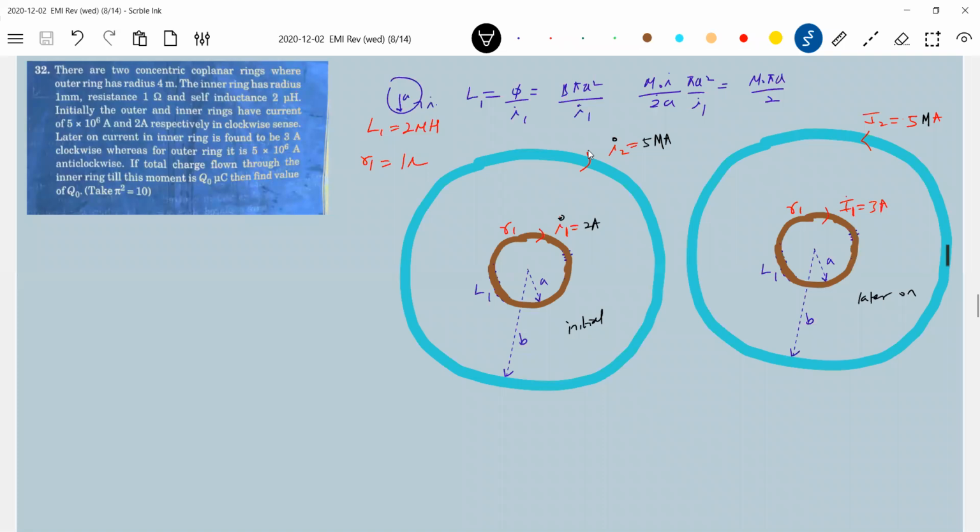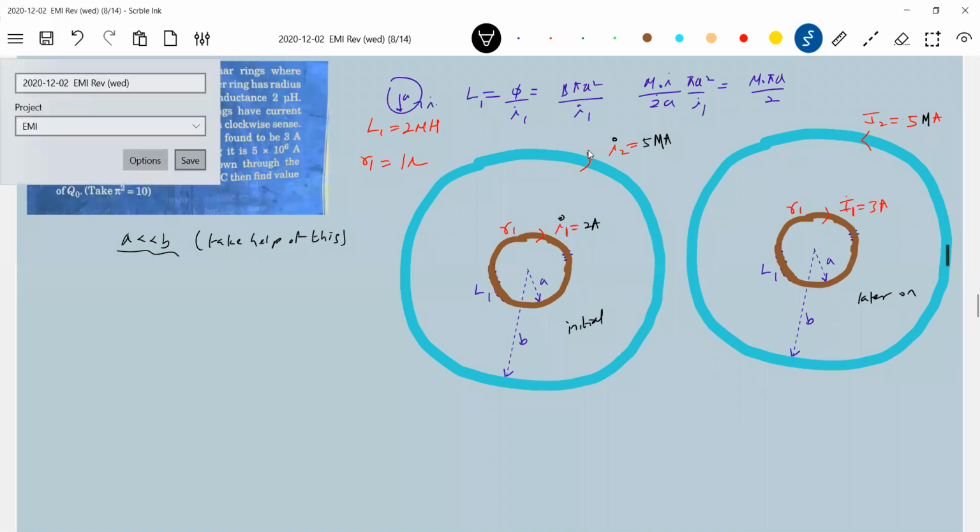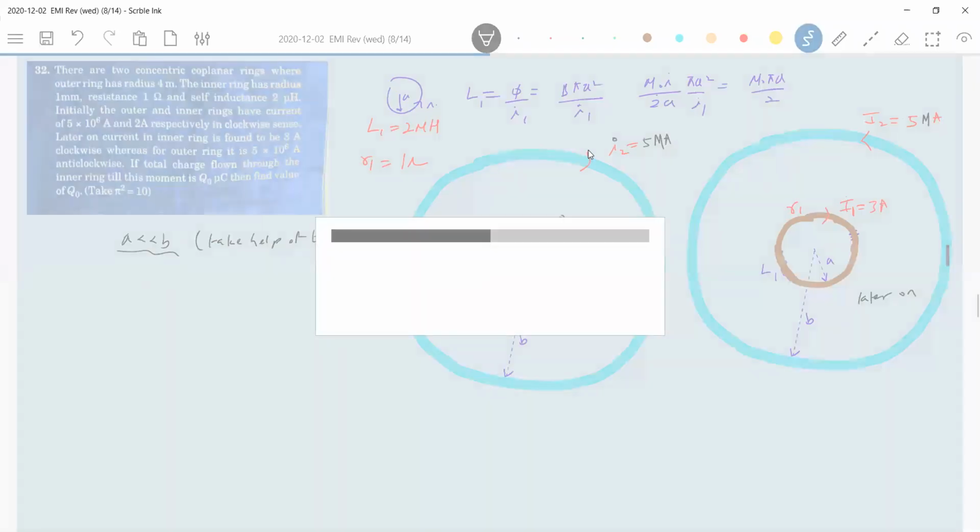Okay, this I think is the only help. What is the help? This is our help. This is, I think, the best condition available for us. Take help of this. If A is not very much less than B, then we can't do this problem. Okay, we'll do one thing.